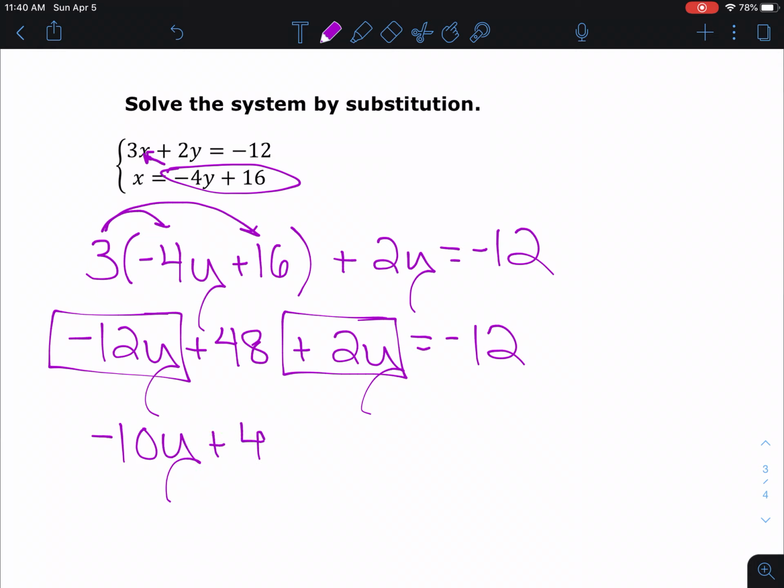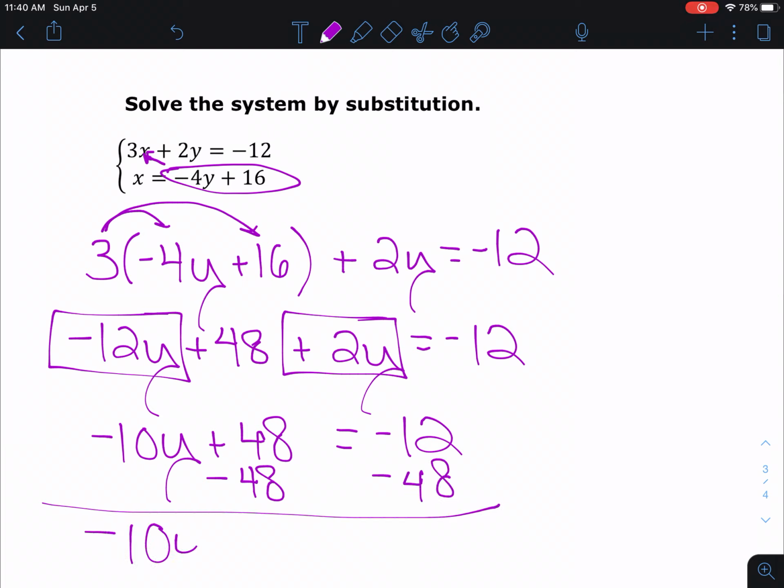plus 48 equals negative 12. All right, so now I can start solving for y. So the first thing I will need to do is get rid of this 48. So I'm going to subtract 48 from both sides. I have negative 10y equals negative 60.